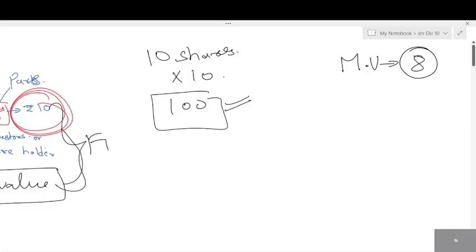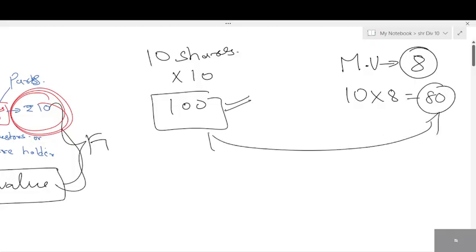Okay. Now, how many shares do I have? I have 10 shares. If I want to sell, what's the amount I'll get, students? 10 shares into how much is each share? 8. So, what's the amount I'll get? 80. Is it a profit or loss? It's a loss for me. 20 rupees loss. So, imagine a new person wants to join B.